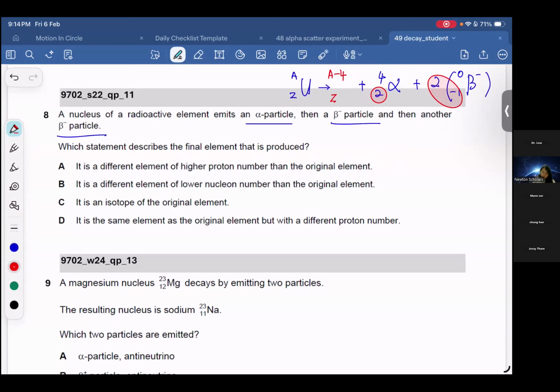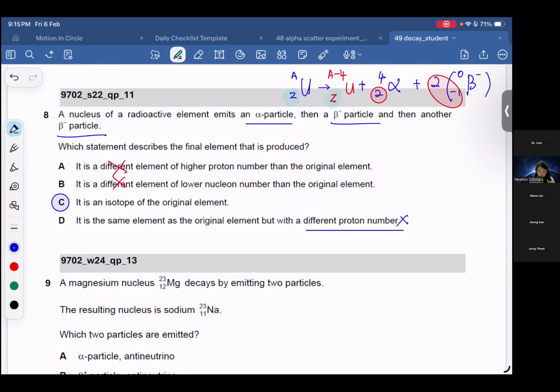Okay, here, that is very important. Can you see that these protons are the same? That means that daughter and parent are isotopes. They are the same element. So here, this is U, same element. So if they say different element, this is wrong. Why? Because they are isotopes. They are the same element. Okay, so answer should be C. They are isotopes. Same element as the original element, but different number of protons? No, they have the same number of protons. They are isotopes. Okay, is that clear for those answers that are wrong?